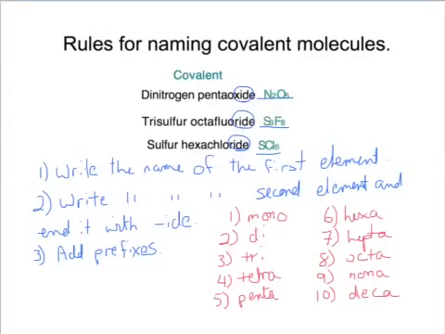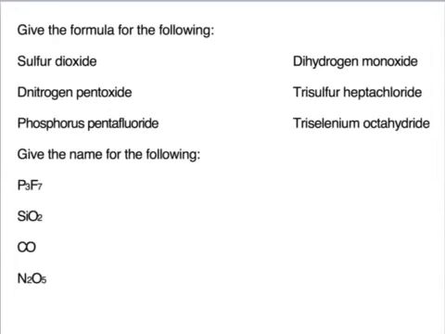You use the prefixes for both the first element and the second element, except if it's mono, then you don't use it for the first one. So for example, right here, it would be sulfur hexachloride as opposed to monosulfur hexachloride. Although if you put monosulfur hexachloride on the test, that would not be incorrect. It would not be marked wrong for you. So let's try some examples here.